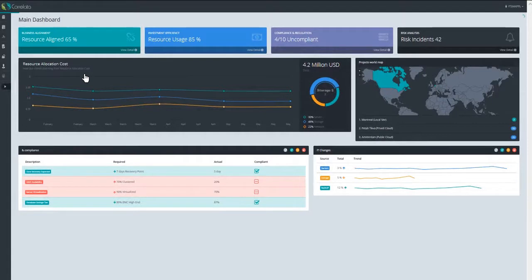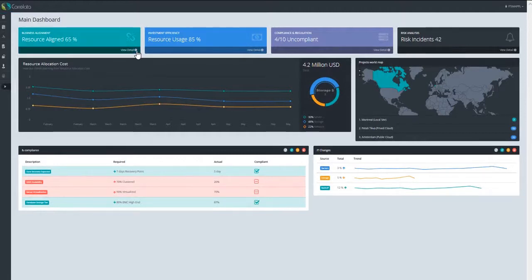Let's start with the 4 areas that we'd most likely follow on a daily basis. These are business alignments, investment efficiency, compliance and regulations, and risk analysis. These are the main topics that are really critical to today's modern IT infrastructure environments.